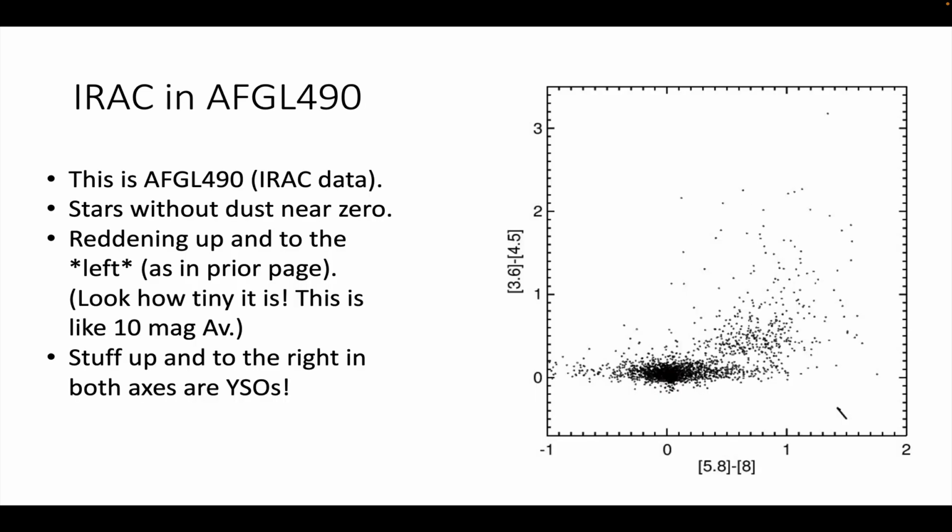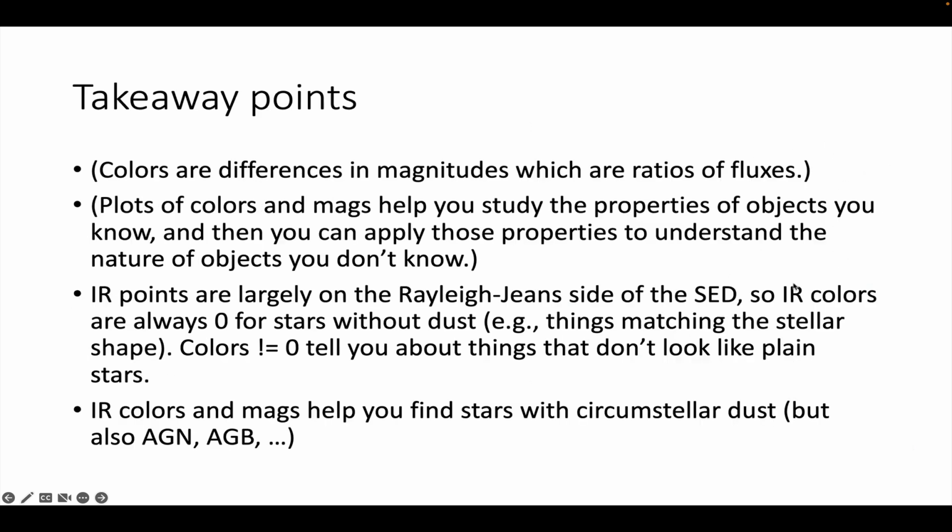Okay, so this is IRAC data from AFGL 490. Stars without dust are near 0. Reddening is up and to the left, as in the other versions of this plot, 5.8 minus 8 versus 3.6 minus 4.5. Look how tiny this is. This is 10 magnitudes in the optical, but this is a plot in the infrared, so it's a tiny impact. Stuff that's up and to the right in both axes are the young stars.